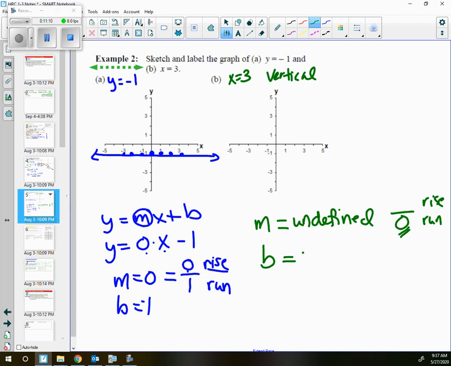And again, B, there is none on this one. So there's not going to be anything. So we go through 3, and then every other point on this graph would have the same x value of 3. So you can make more points if you want. A lot of people just go over to 3 and go ahead and draw it in. So x equals a number, vertical line. Slope is undefined. There is no y-intercept.